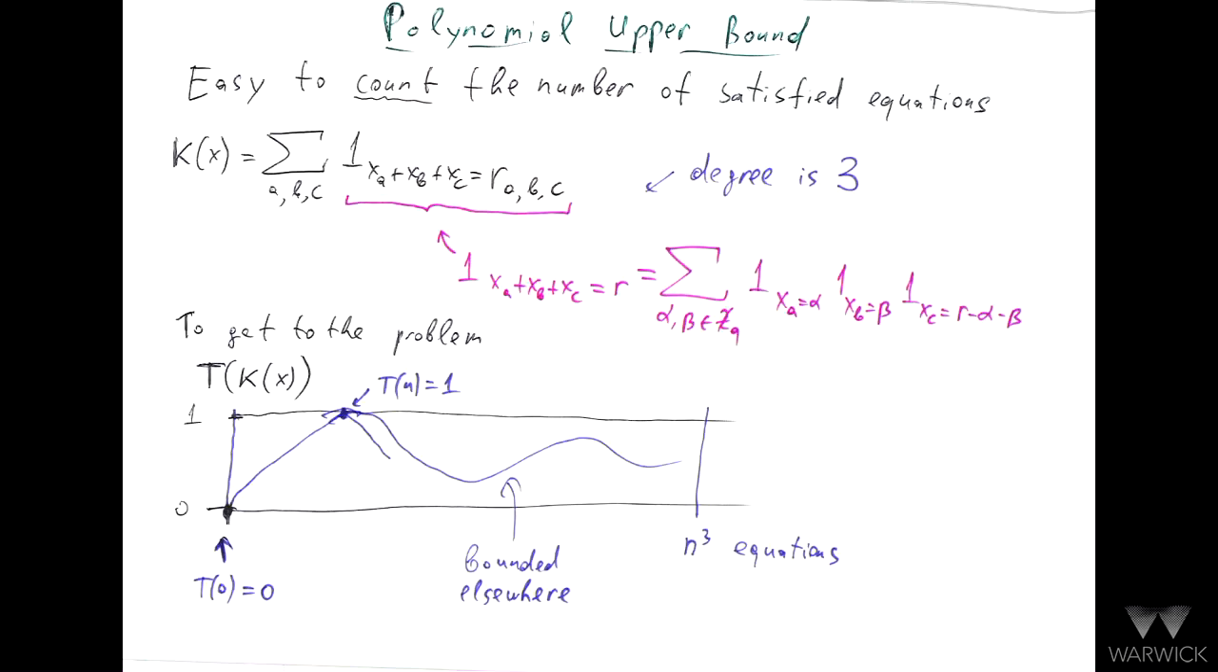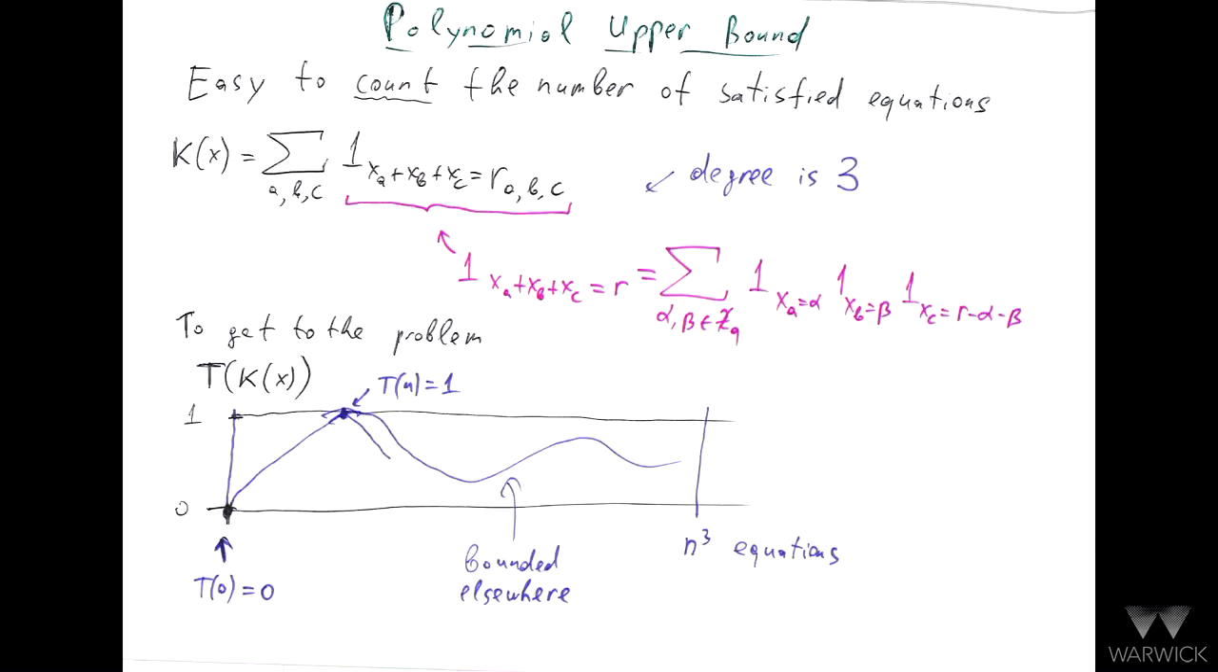And I want to use a similar idea as here. I want to plug it into a different polynomial such that it stays bounded. So at 0, it is 0. At n, it has value 1. And otherwise it's still bounded between 0 and 1. And I said here it's n cubed equations.